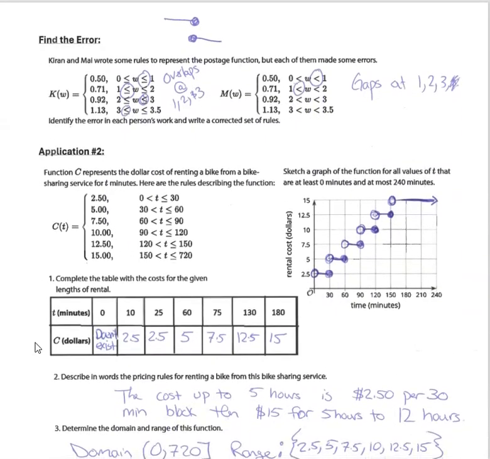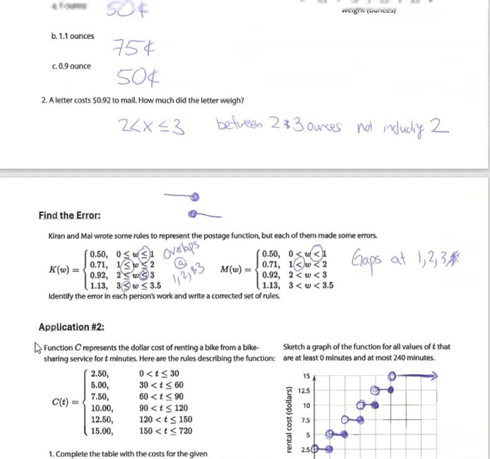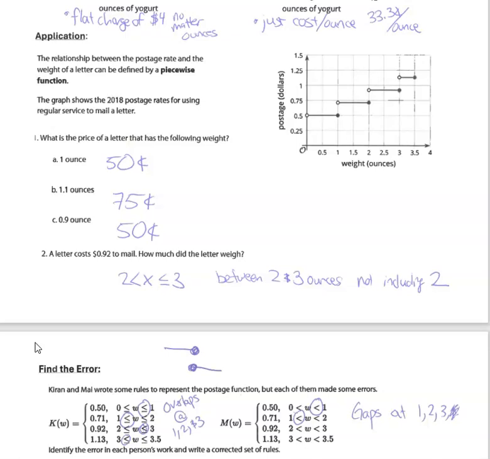Now this next one is saying, try to figure out what the error is. Someone went over and tried to write the rules for the postage, but something went wrong. And what went wrong? So on this first one, the issue is, if you look at the one above, there is never going to be a closed dot over a closed dot, because then it's no longer even a function. Let's say that at 1, it was a closed dot for the 50 cents and it was a closed dot at the 75 or 74, whatever that is. That would be saying that 1 ounce could have 2 possible costs, and that wouldn't make any sense.